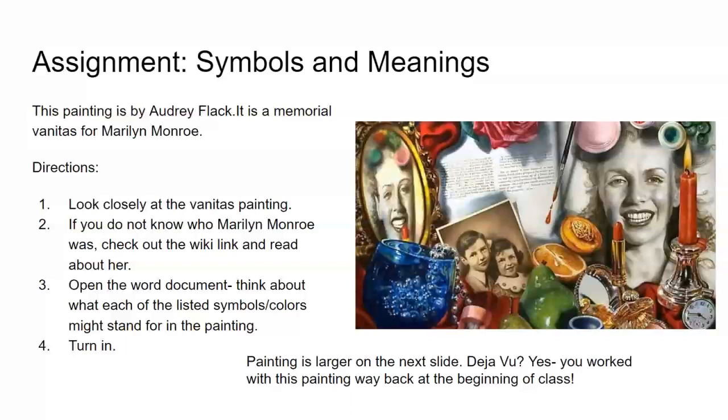If you're not familiar with who Marilyn Monroe was, I have a wiki link, read about her. Basically, she was a famous actress from a long time ago. Open the Word document, and I have listed in the Word document symbols and colors. Think about what they might mean, okay? Both things that I might have talked about here, and then things that you might have a meaning for.